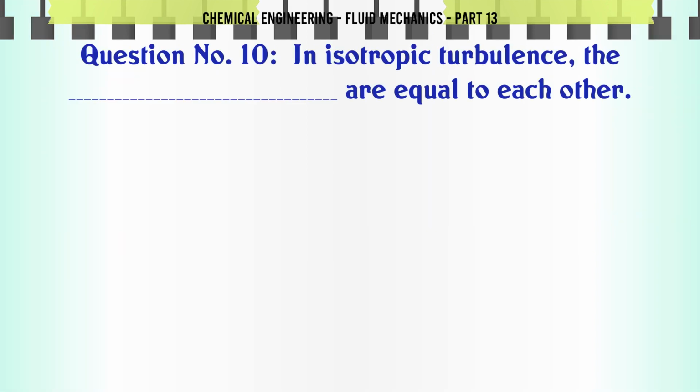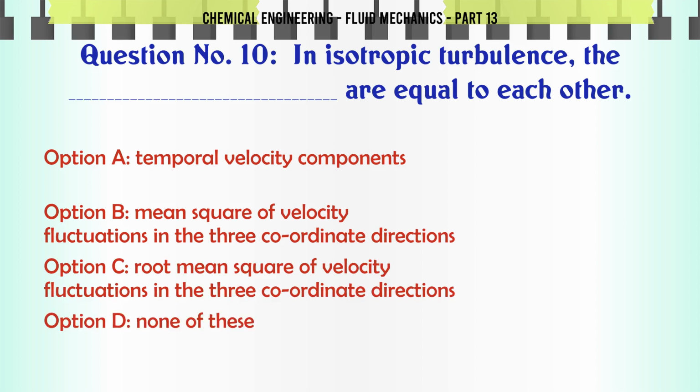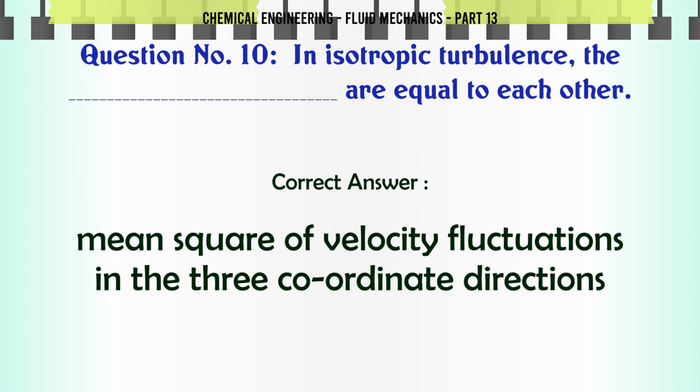In isotropic turbulence, they are equal to each other: A. temporal velocity components, B. mean square of velocity fluctuations in the three coordinate directions, C. root mean square of velocity fluctuations in the three coordinate directions, D. none of these. The correct answer is mean square of velocity fluctuations in the three coordinate directions.